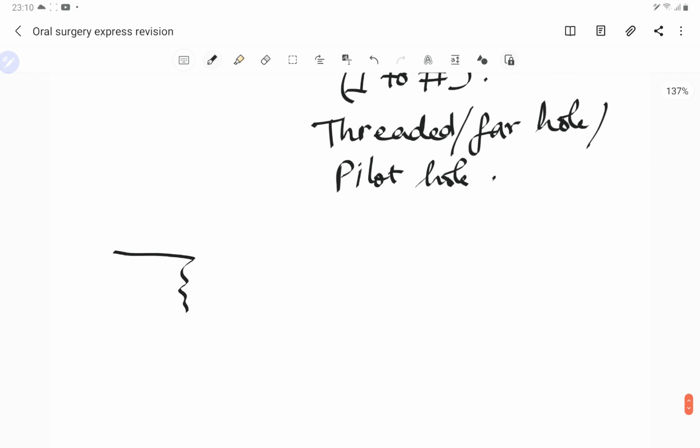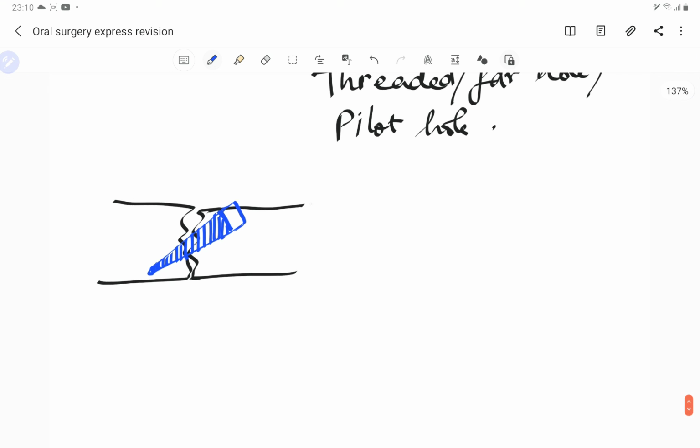So this is how, say suppose these were the two fragments, then we made first the glide hole, then we made the pilot hole, and then we put the screw over here. So then we put the screw over here like this. So this is using the lag screw.